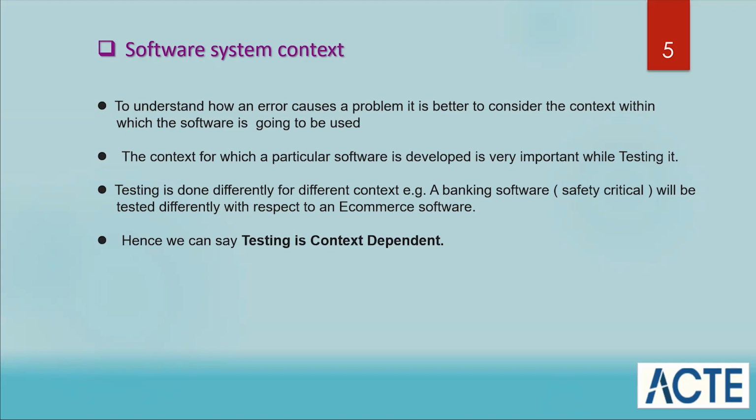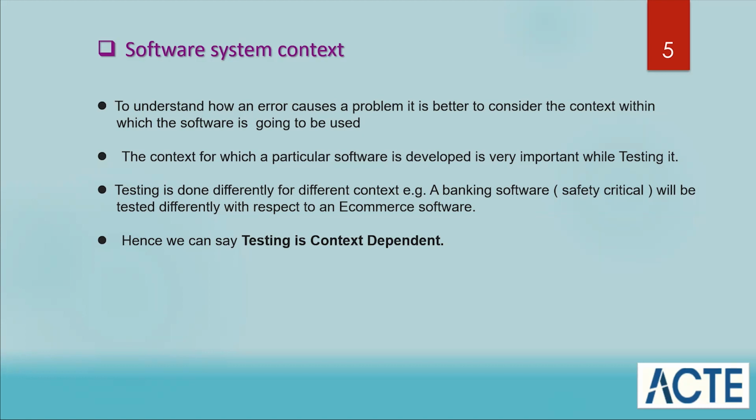To understand how an error causes a problem, it is better to consider the context within which software is going to be used. Context means the domain of that particular software. We have many domains: in normal day to day life, you will use an Uber app, a medicine ordering app, an e-commerce app and a banking app. Testing of those applications will be done in different ways. So that's what software system context is.